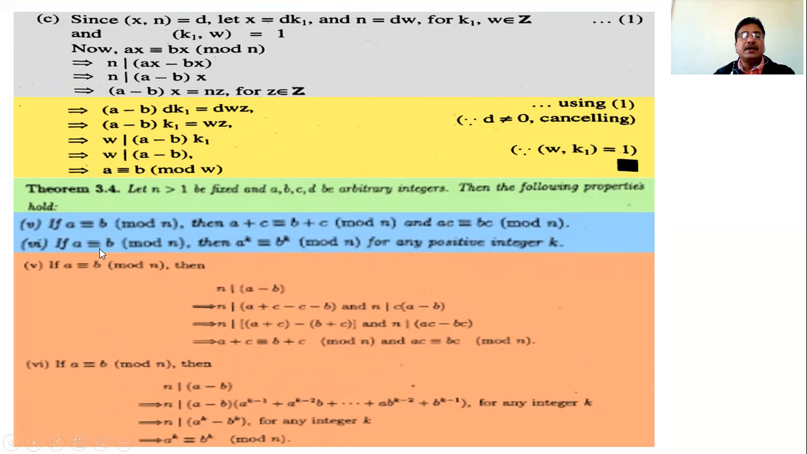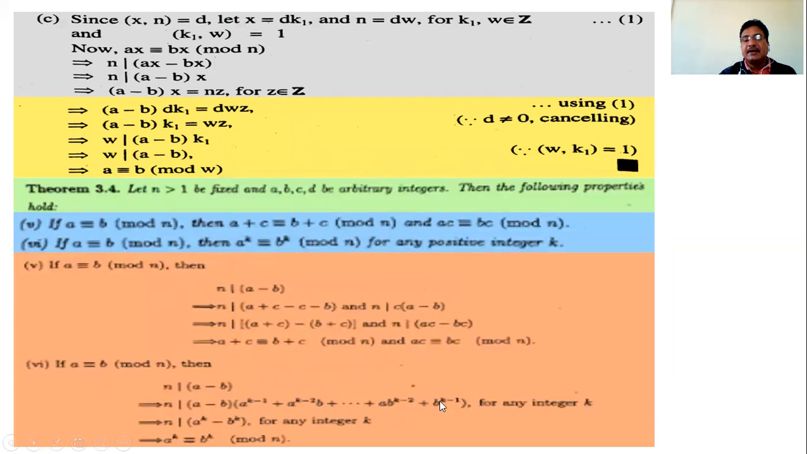Then we have to show that if a is congruent to b modulo n, then a raised to k is congruent to b raised to k modulo n for some positive integer k. So n divides a − b implies n divides (a − b) times this bracket, because if n divides x, then n divides any integer times x. So what is that integer? Suppose it is a^(k−1) + a^(k−2)b + ... + ab^(k−2) + b^(k−1).